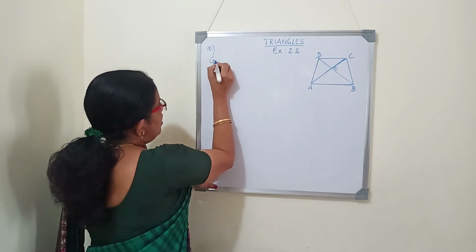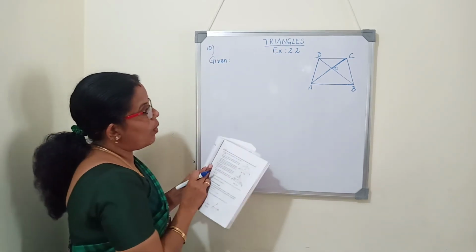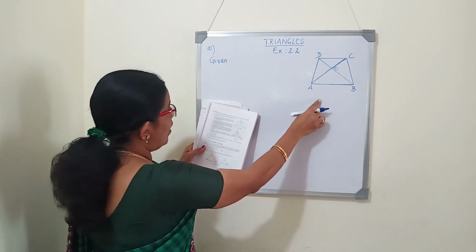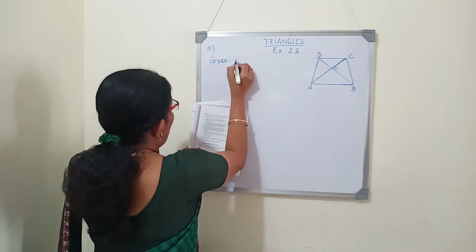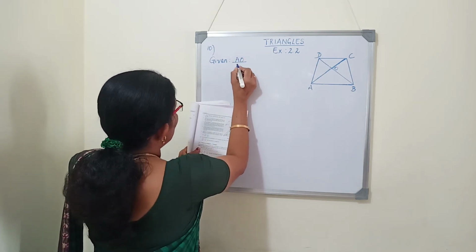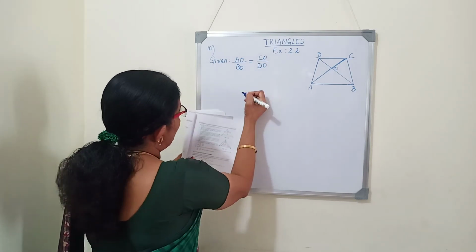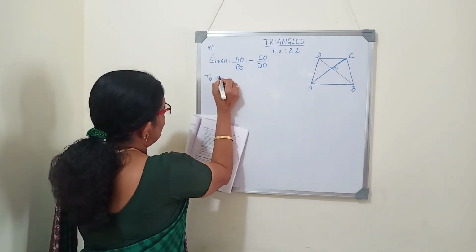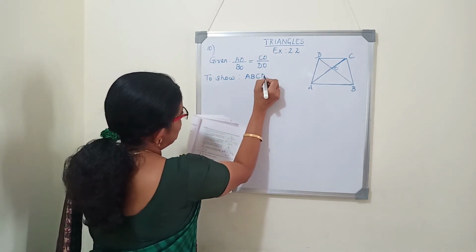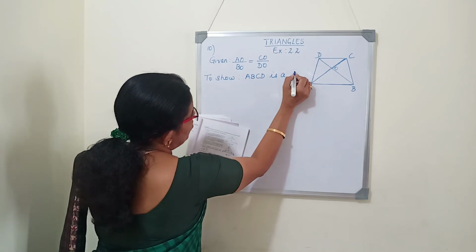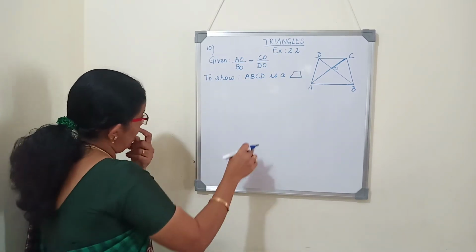So, it is given that the diagonals of a quadrilateral ABCD. ABCD is a quadrilateral. Diagonals will intersect at O and the ratio AO by BO is equal to CO by DO. It is given. We have to show that ABCD is a trapezium. To prove that ABCD is a trapezium, we have to prove that a pair of opposite sides are parallel.